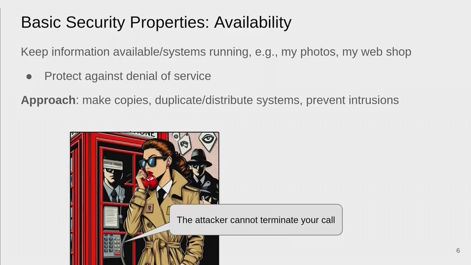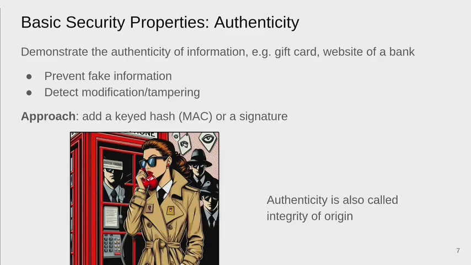The next basic property is authenticity. And here the idea is to demonstrate the authenticity of information. For example, if you have a gift card, like you're saying, I have a gift card for your store for 200 Swiss francs. If you make 5 copies of it and you try to spend the 5 copies, that's also a question of authenticity. Can you replicate it? Can you ensure that it's only the one valid copy? Or you create fake gift certificates or whatnot. This could also be the website of a bank, right?